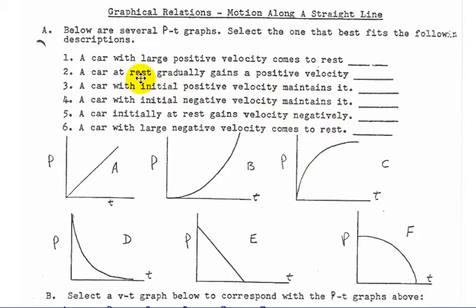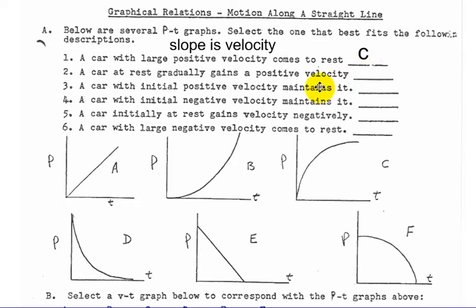Okay, if you had a chance to do that, so a car, now again, PT graphs, again, slope is velocity on a position time graph. So wherever you see the word velocity, that means slope. So if you look here, a car with a large positive velocity comes to rest. So in other words, a graph that has a large positive slope comes to rest. Large positive slope right here, eventually reaching a slope of 0. So that is in fact the graph. Graph C is the answer there.